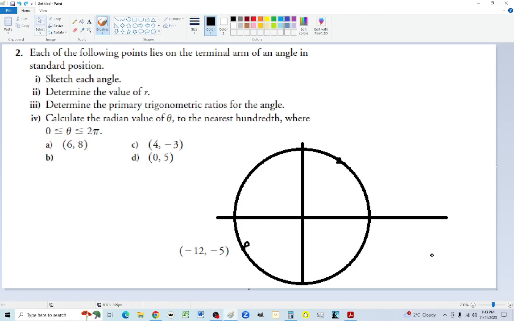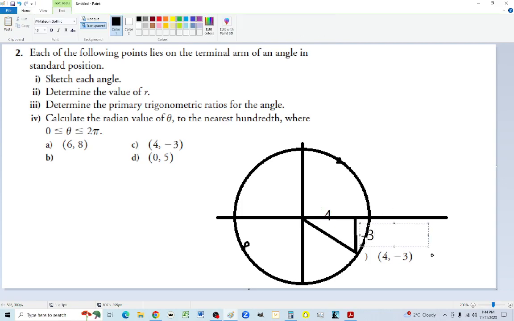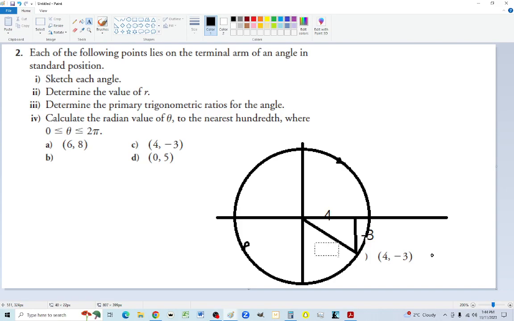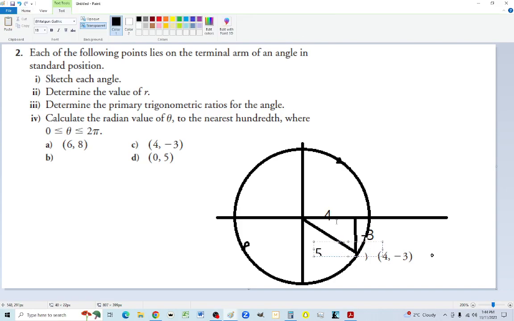This next one is a positive x but a negative y, so it's going to be down here. Right there. Get rid of this one. If you draw a triangle, we discover it like this, where the x value is 4. The y value is -3. The square of -3 is 9. Square of 4 is 16. So I get 25. Square root of 25 is 5. So that means the radius is 5.